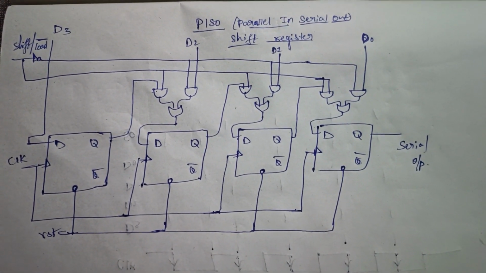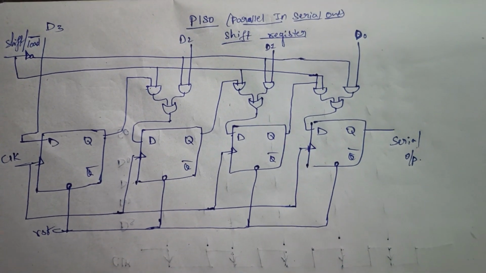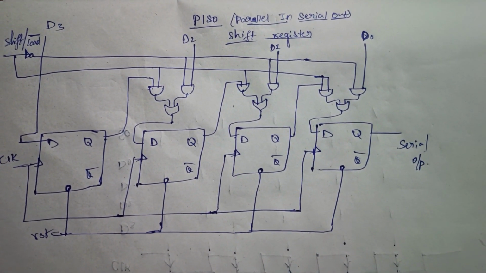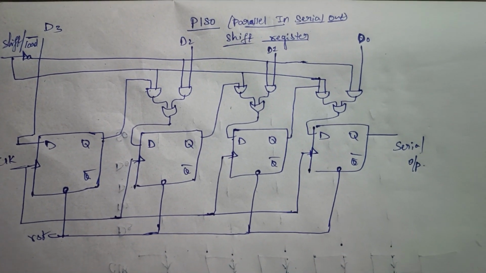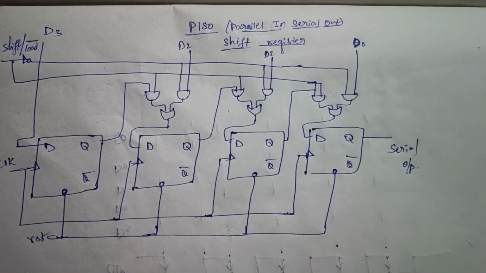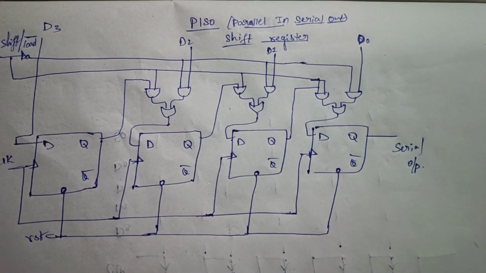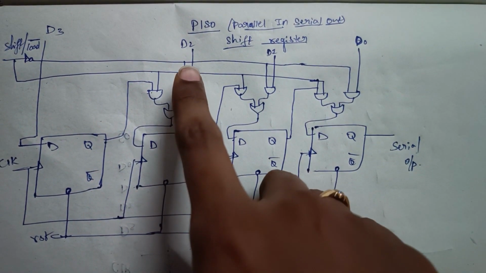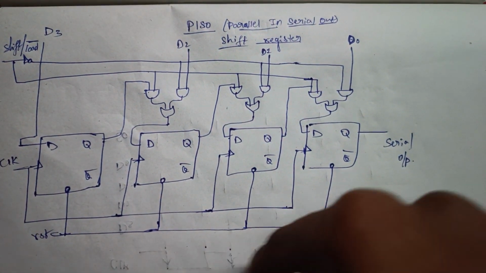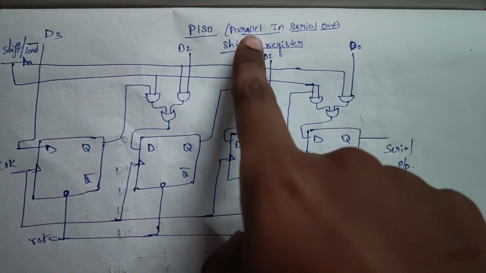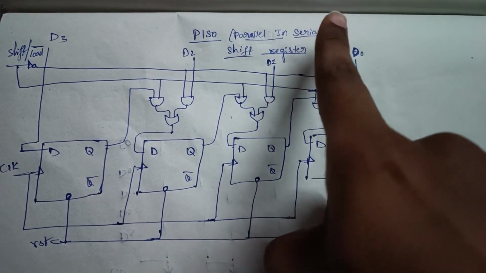Today we are going to discuss what is a PISO. PISO is nothing but the parallel input and serial output. This is the third type of shift register. Already we discussed two types of shift registers, the SISO and the SIPO, which are already available in our channel. Now we are going to discuss what is this parallel input and serial output shift register. In the name itself, it is a parallel input and serial output.